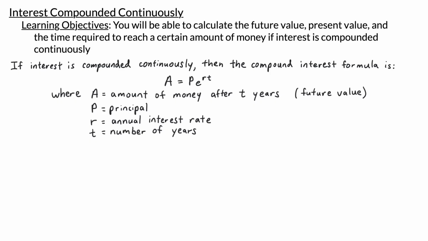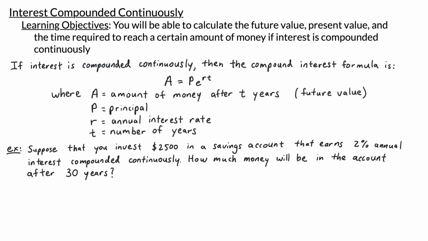I want to mention that in real life, banks do not offer interest compounded continuously. However, this new formula is still useful because it's easy to perform calculations with it, and it gives us a good approximation of things when interest is compounded frequently. Also, this new formula has nice properties, but we won't get into it because it is outside of the scope of a pre-calculus course. So let's see how we can use this new compound interest formula in various scenarios.